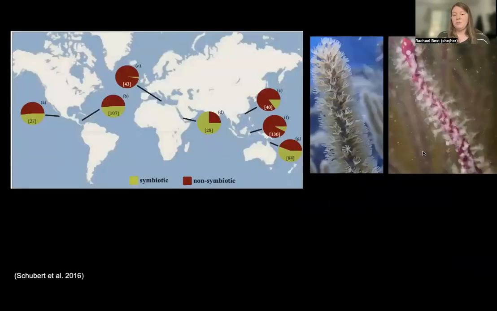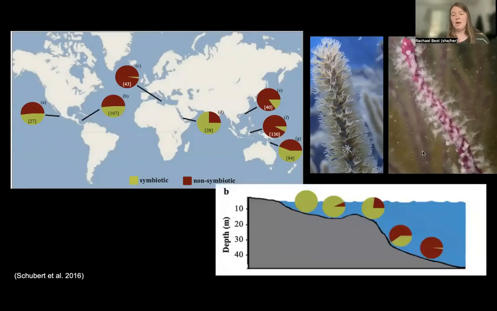So across the globe, there are differences in distribution between octocoral species that have symbionts and those that are asymbiotic. And we expect that as you increase in depth, that you see a transition of species present going from predominantly species that do have symbionts to species that do not have symbionts.